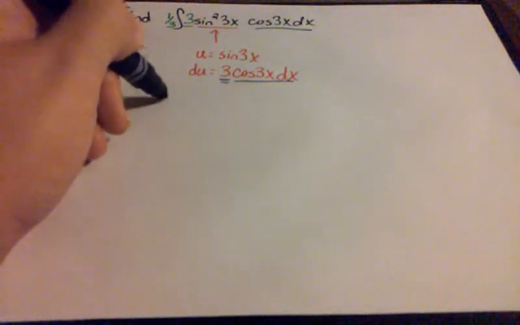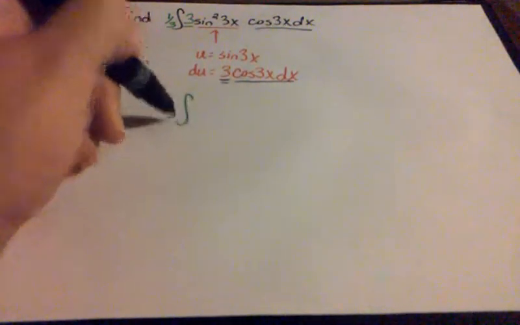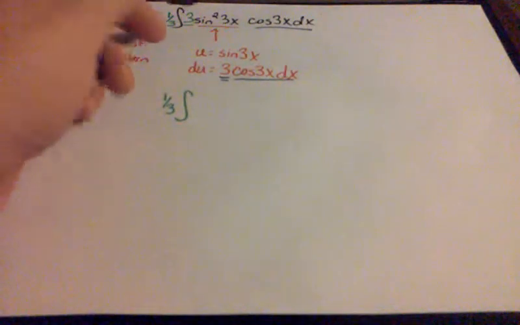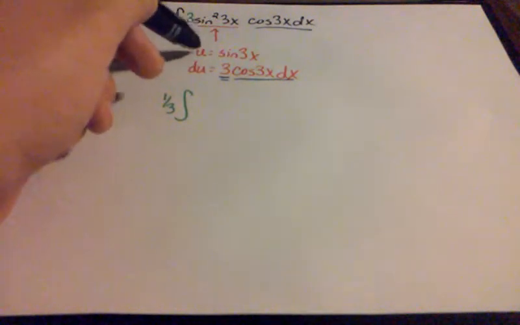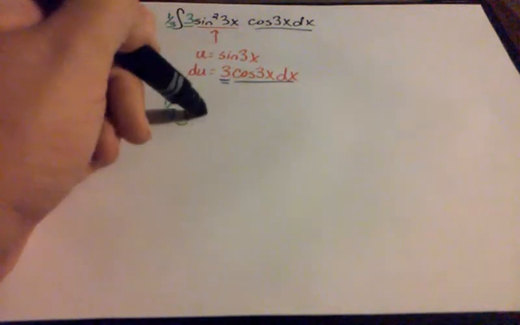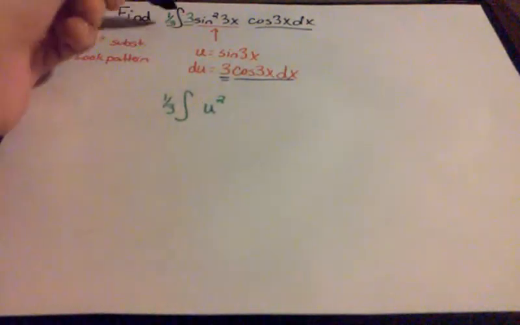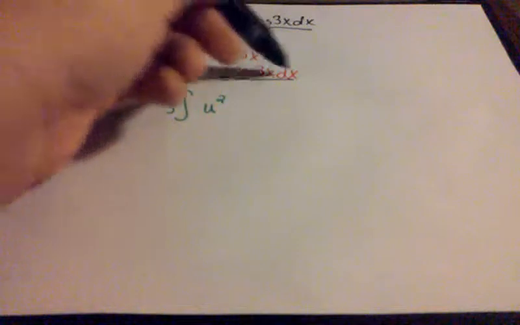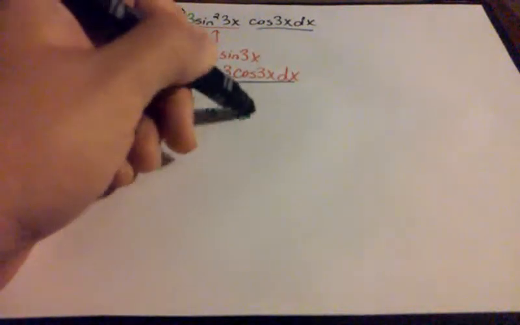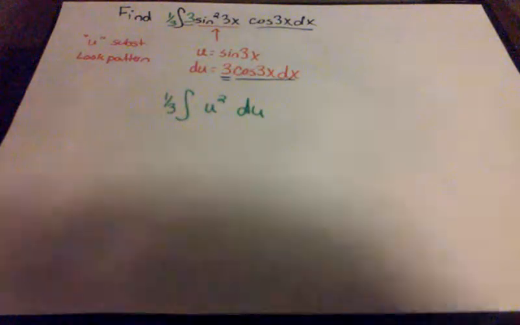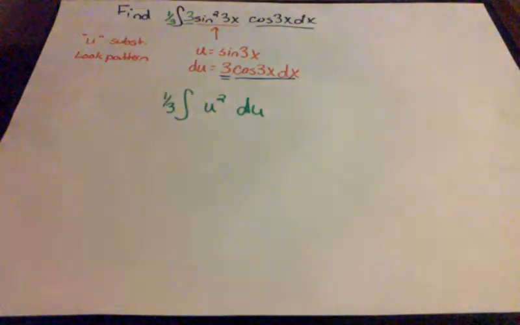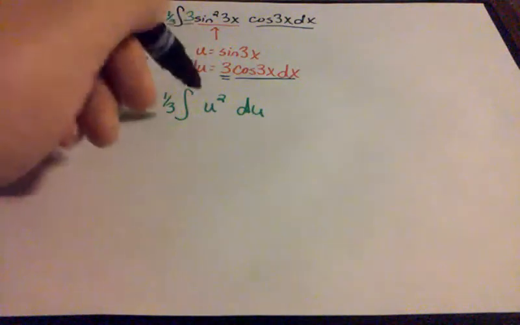So I'm just going to rewrite this. So 1/3 outside of the integral. We're going to let sine of 3x represent u. So this is going to be u squared. And then we said 3 cosine 3x dx is du. So notice that the reason why we do u substitutions is because it basically takes a very complex integral and breaks it down to a more manageable power rule.